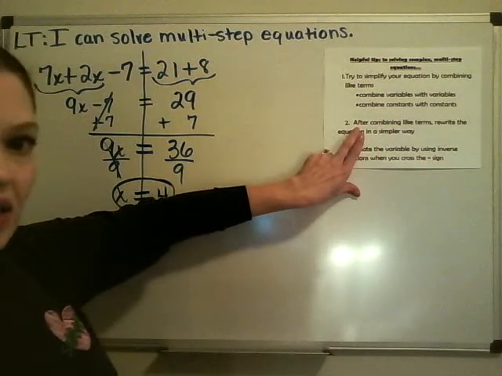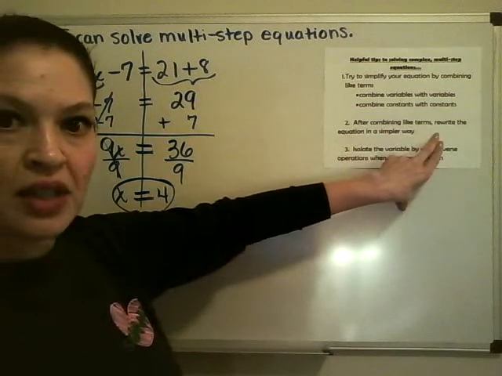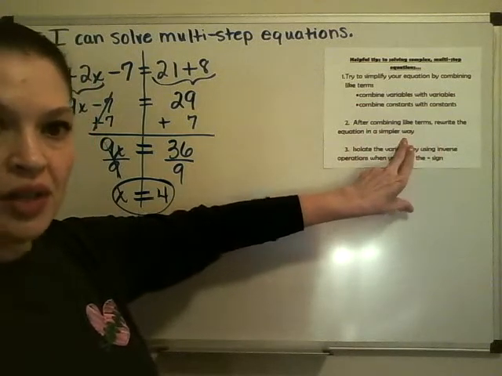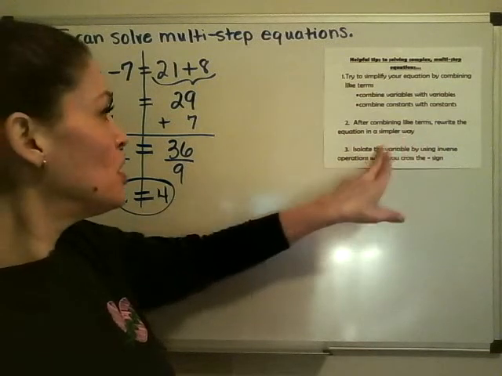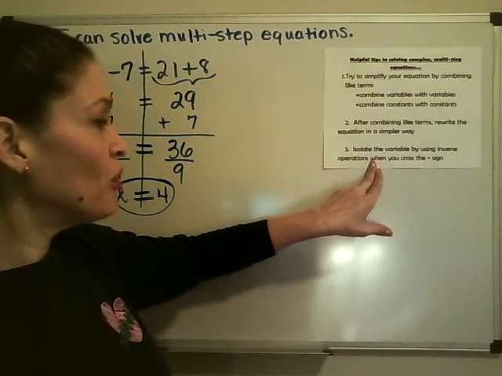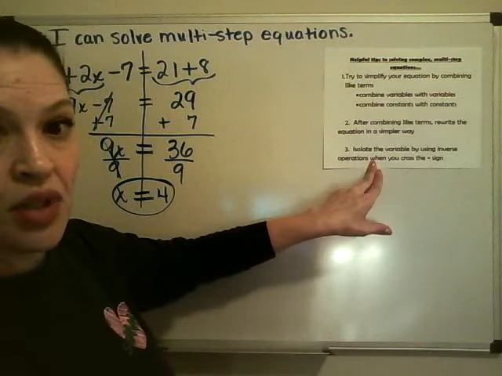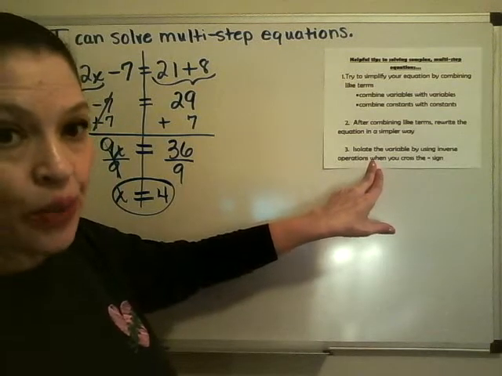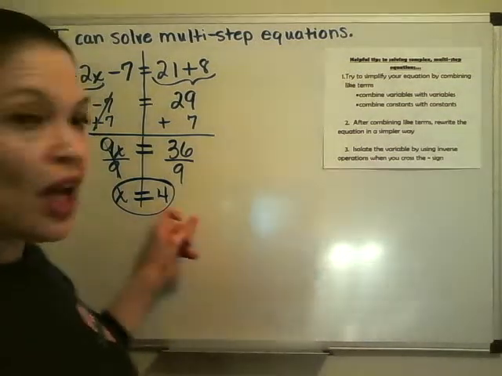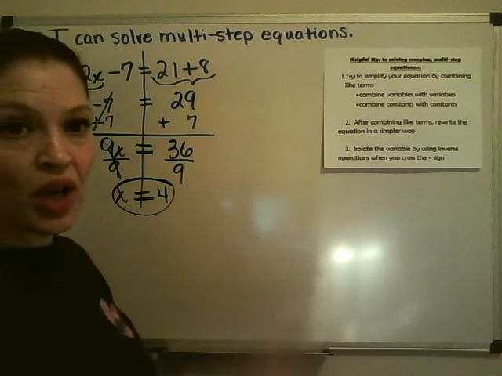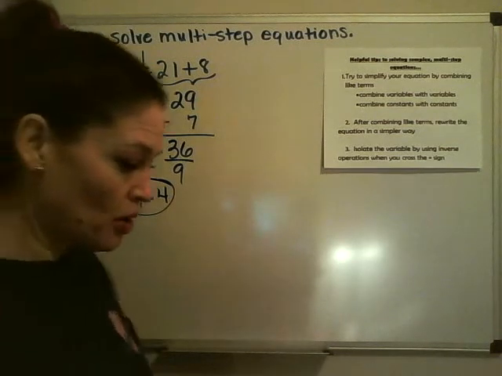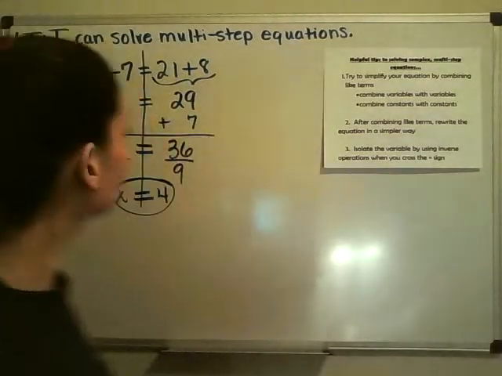So after combining our like terms, did we rewrite the equation in a simpler way? Yeah, we did, because we ended up with a two-step equation. Did we isolate the variable by using inverse operations? We did that too, and that allowed us to get to a one-step equation, and from there, we got our solution. All right, let's try the second one.